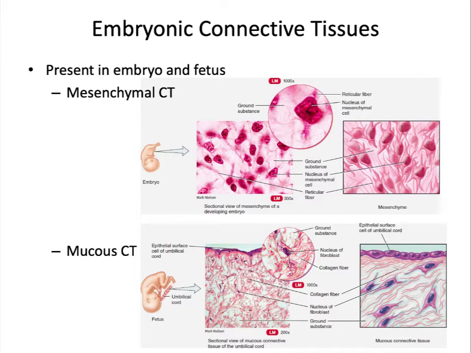Embryonic connective tissue is either mesenchymal, which is going to create all of the connective tissue cells in the adult, or mucus. Mucus connective tissue makes up the umbilical cord.